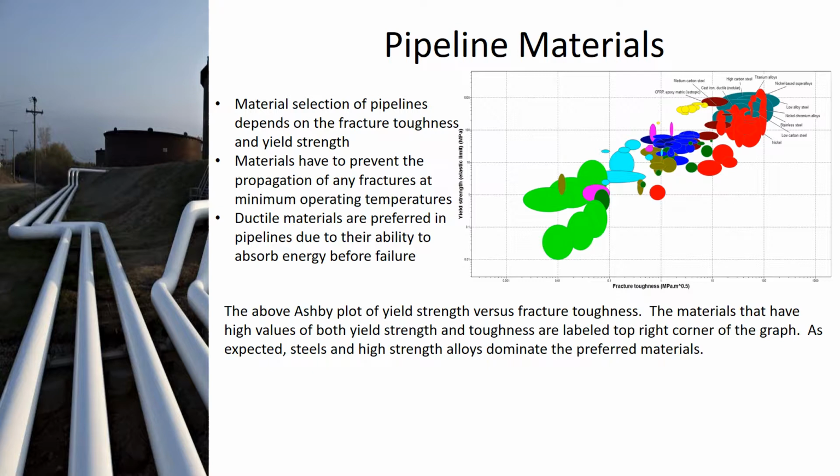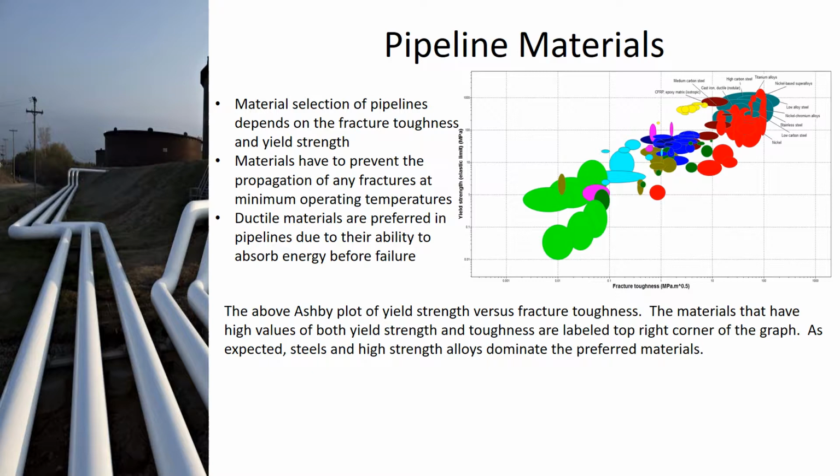Ductile materials are also generally easier to manufacture, which reduces costs. The big thing here is you're looking at a selection of the materials based on fracture toughness and yield strength. You want to have a large value of that. Again, the ductile materials are preferred due to their ability to absorb energy.